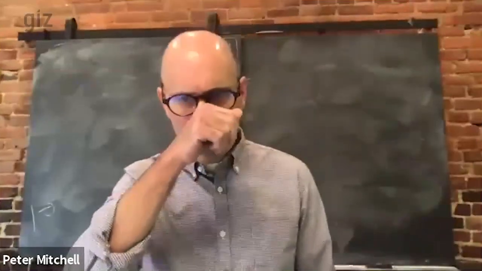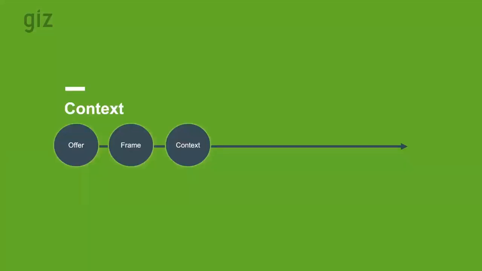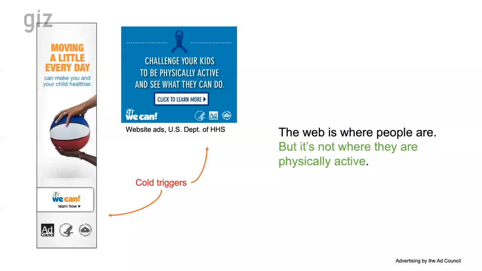So now we're going to go on to context. So we did offer, frame, context. And when I talk about the context, it's where are they seeing this and how does that relate to the behavior? So here's some advertising in the United States done by the U.S. Department of Health and Human Services, trying to encourage physical activity among kids. So they say, hey, where are kids? Well, they're online, they're on the web. And then we're going to tell them, hey, you should move a little bit every day as we reach them on the web, as they're between gaming or whatever else they're doing and watching YouTube videos.